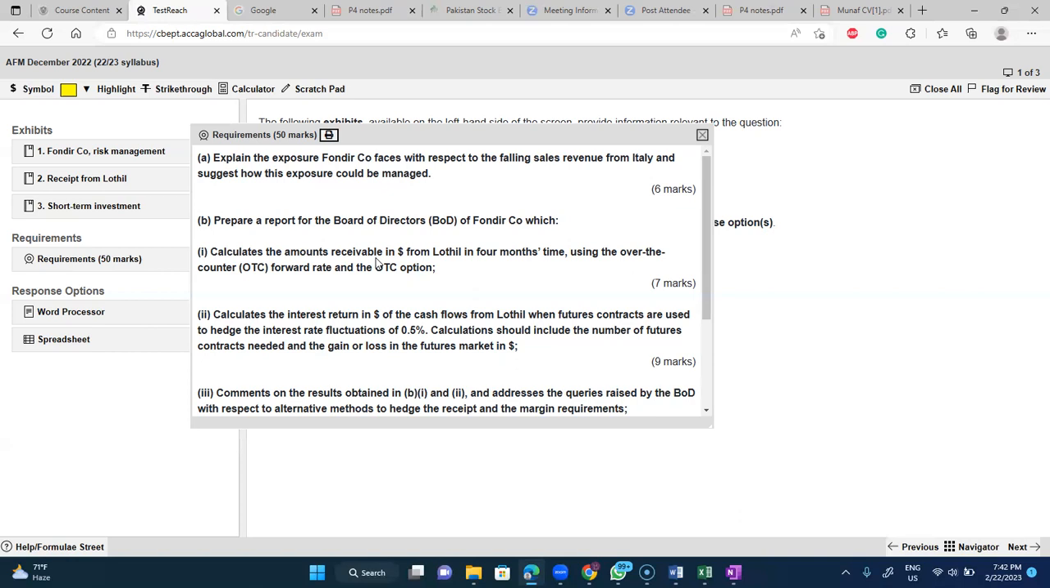You can suggest that Fondir company can open its subsidiary in Lothal in Europe. If you open your subsidiary in Europe, your exposure will shift into euros and you will start making products at a cheaper price, and you can sell at market competitive rates to the Lothal company.